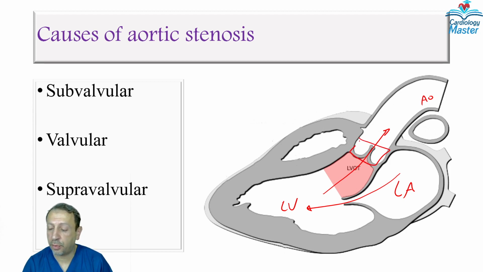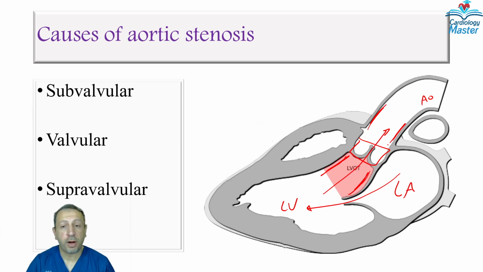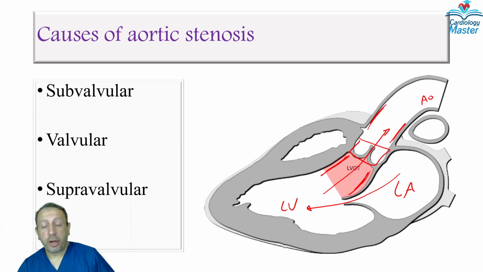Those three anatomical sub-classifications are as follows. This is the level of the aortic valve, and what lies beneath the aortic valve is called the subvalvular area, and what lies beyond the aortic valve and above it in the aorta, we call the supravalvular area. The subvalvular area is also called the left ventricle outflow tract.